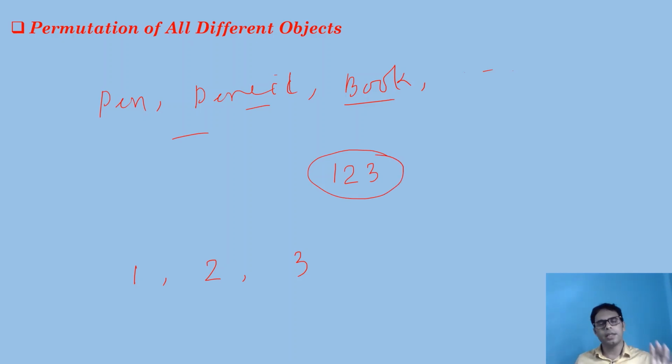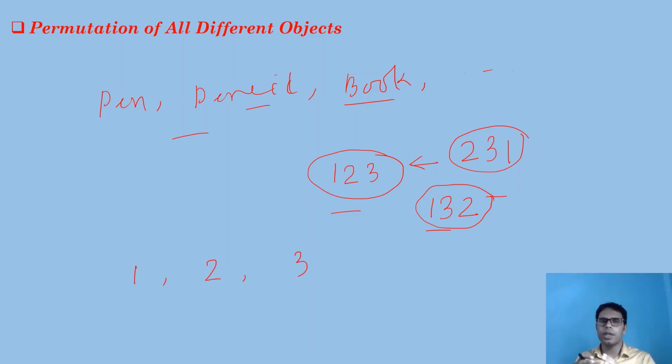But if you write the same digits in this way, 2, 3, 1, then its valuation is different from the previous one. Similarly, if you write 1, 3, 2, it will also represent a different thing. So this is known as permutation. Permutation means arrangement of objects. That means the objects should be selected as well as kept in a particular order.